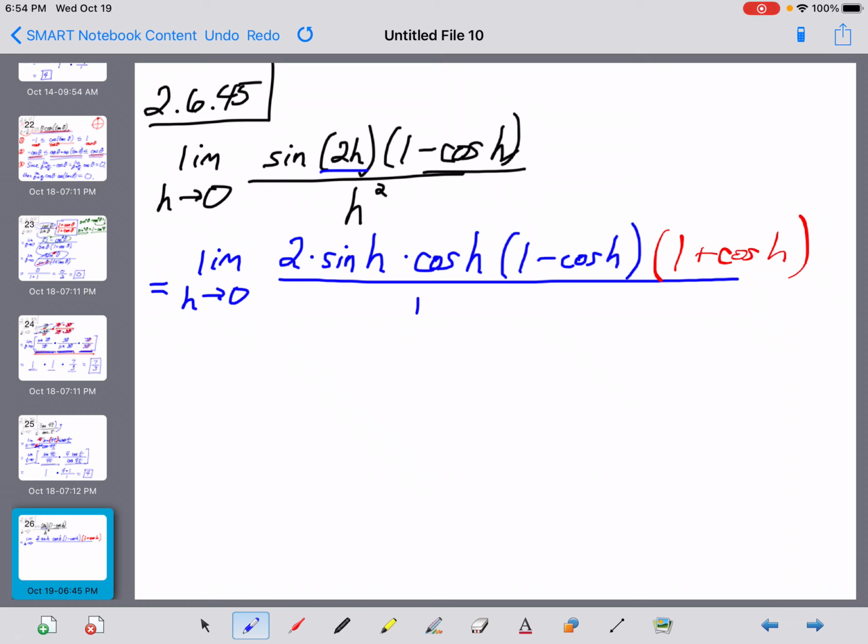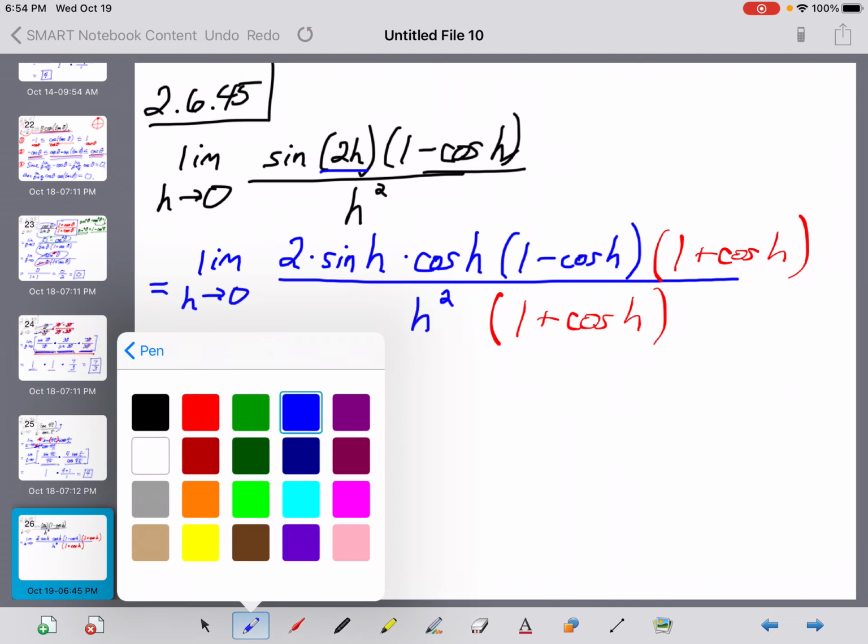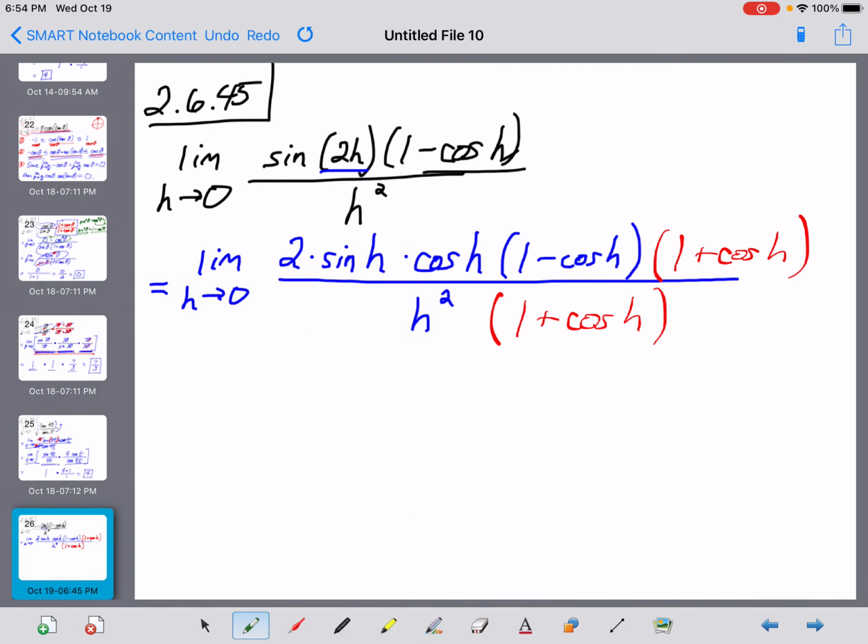The denominator had an h squared in it, and of course I need to multiply that denominator by the 1 plus cosine of h as well. Okay, so what have we accomplished right there? I'm going to switch colors to green here and save myself a little bit of room. This product of these two conjugate binomials, when you do FOIL, you end up with 1 minus cosine squared of h. The outer and inner products cancel out.